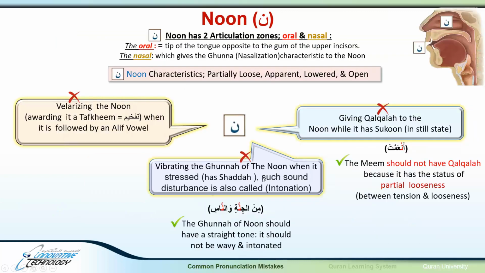And these are the common mistakes of the noon. I'm not going to repeat them because we've mentioned them previously when we've mentioned the nasal articulation of the noon. As we said, the noon has dual articulation, nasal and oral. And so this has been already expressed and explained at an earlier stage.